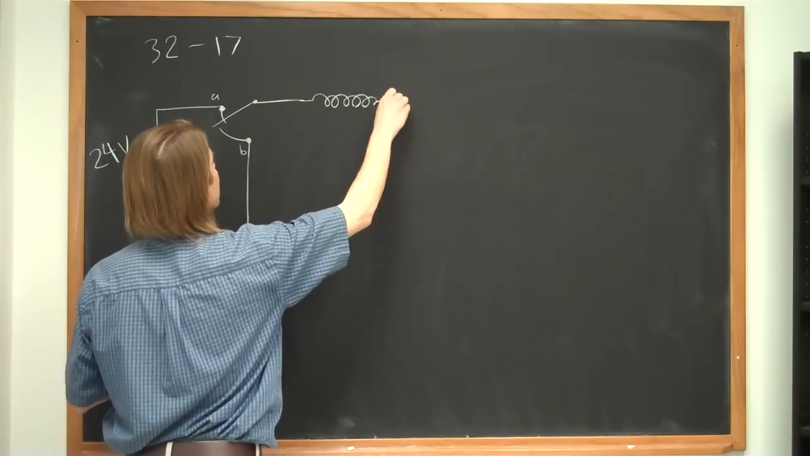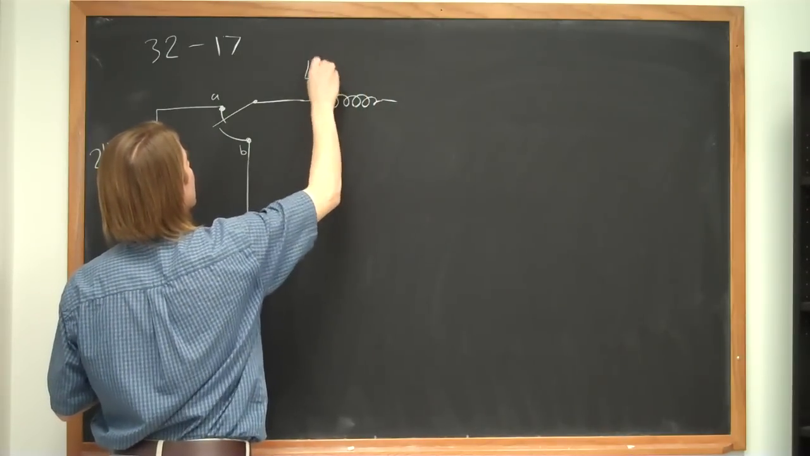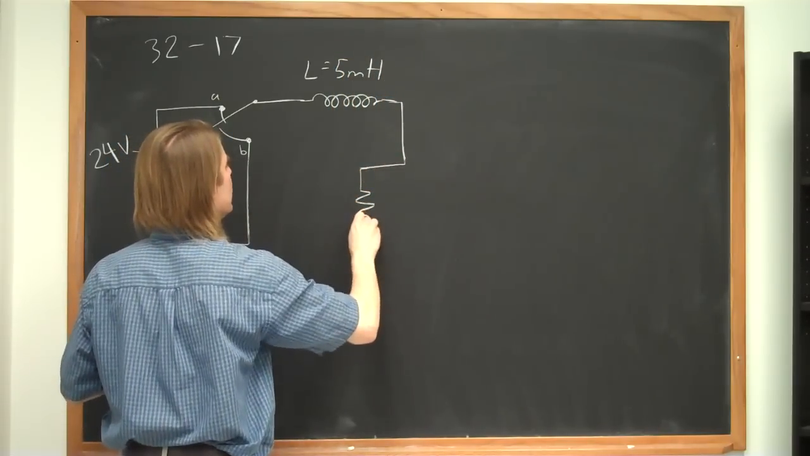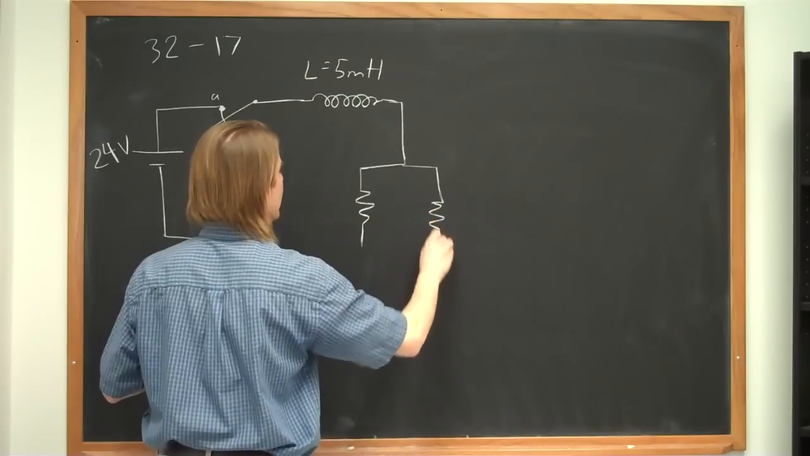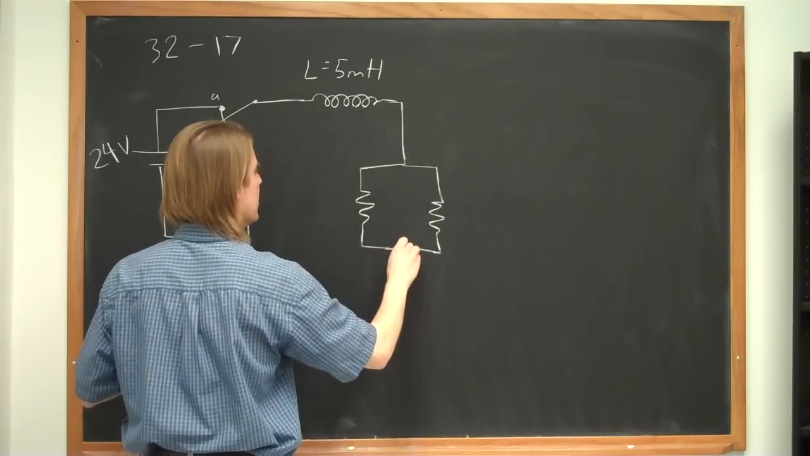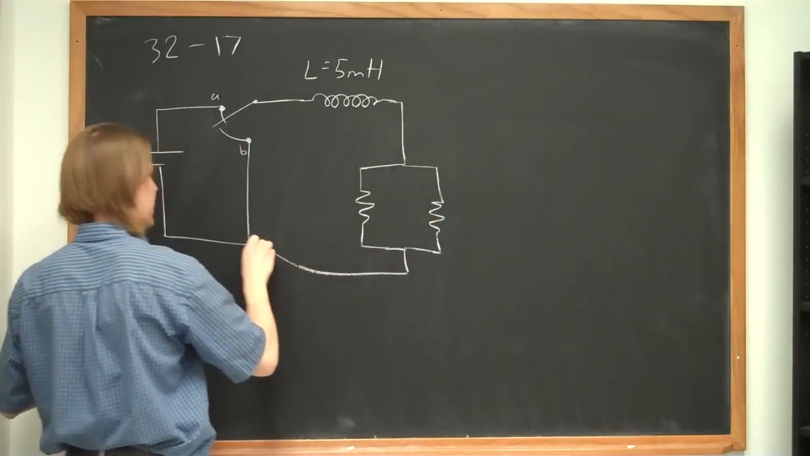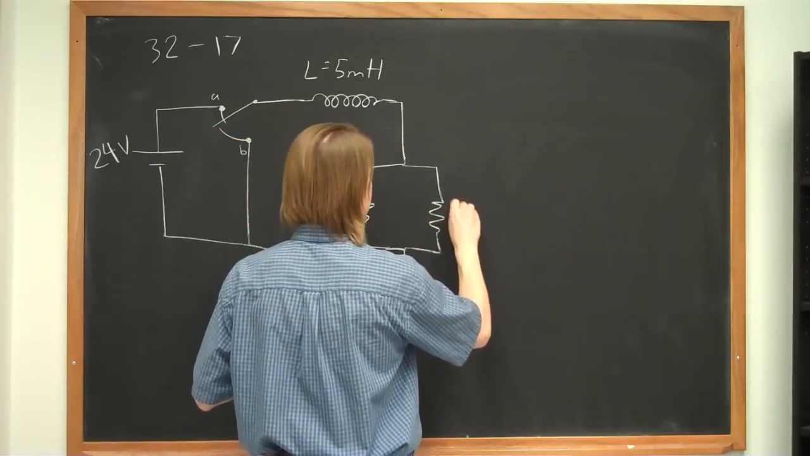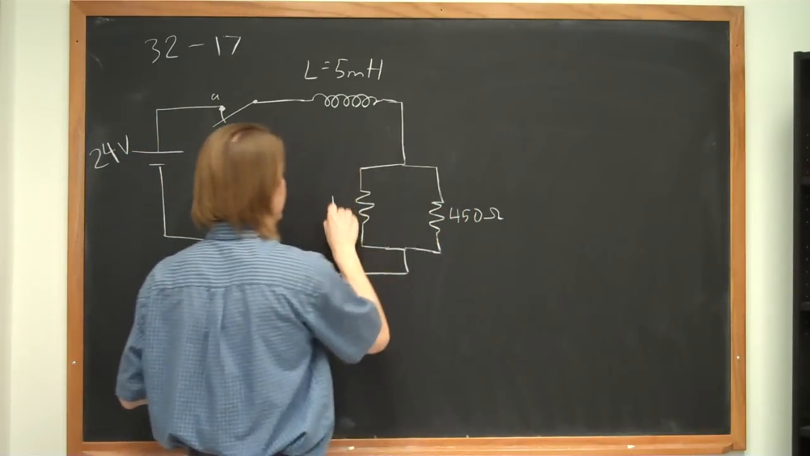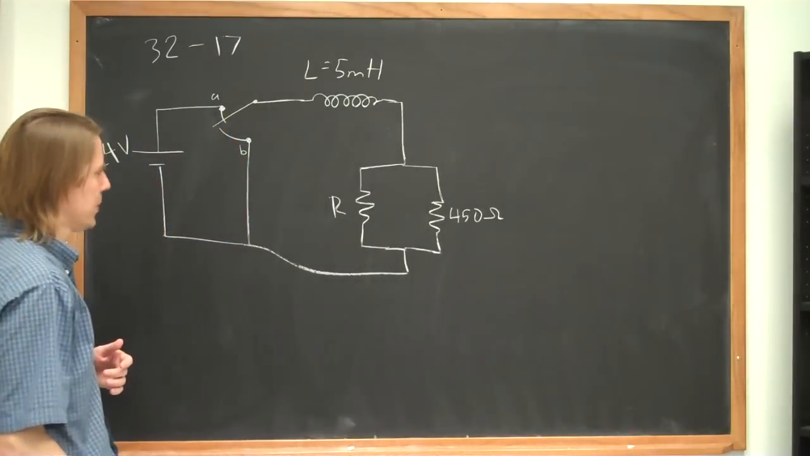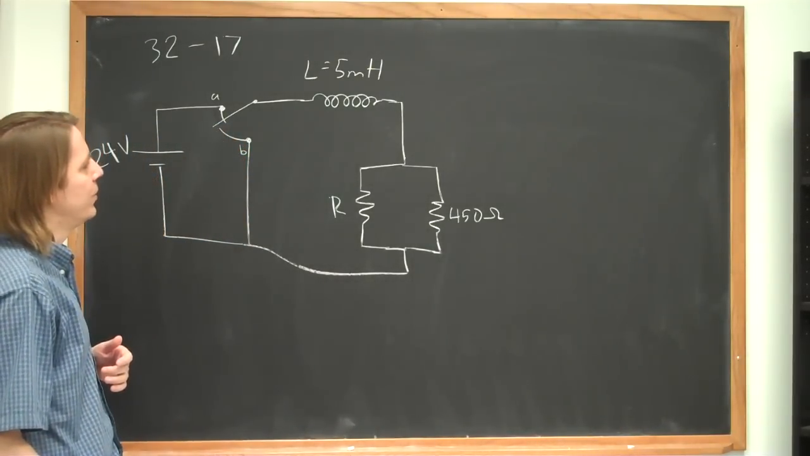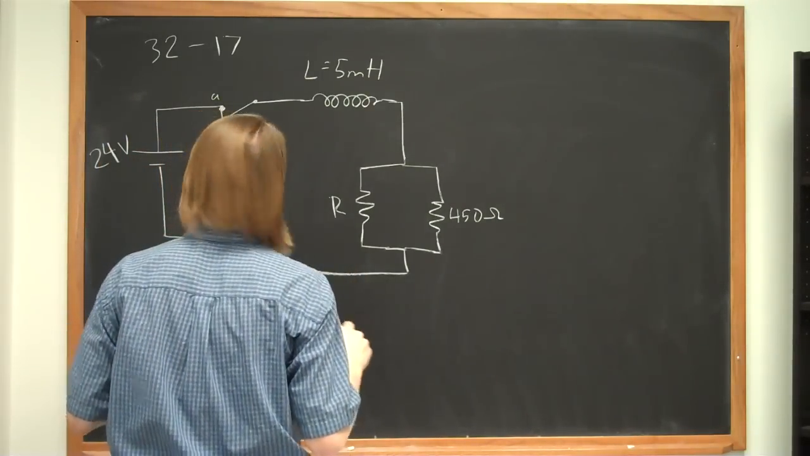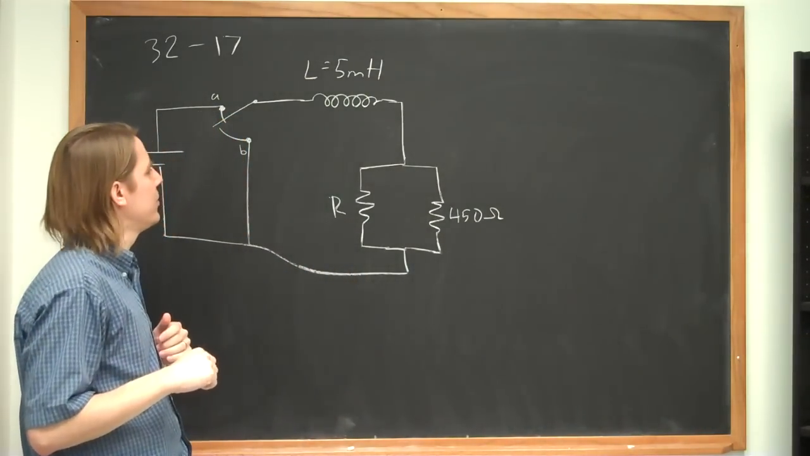Then there's an inductor here of L equals 5 millihenries. And then it comes down to a branch of 2 resistors, and it comes back together, and then that makes it back over there. This resistor is 450 ohms, and this one is unknown, is R. And that's all we need to know. So the first question is, what is R if the time constant is 15 microseconds?